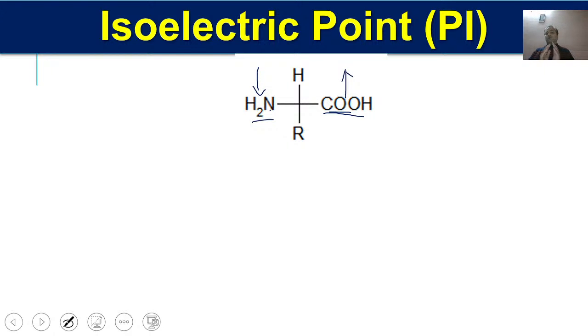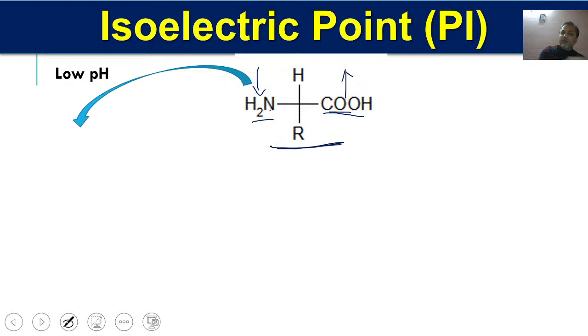Now, whenever we take this amino acid at lower pH, meaning towards acidic pH, we are going to talk about isoelectric pH only. Acidic pH means pH less than this pH. This is going to exist at a specific pH. So if you take this amino acid at lower pH, meaning towards the acidic side.